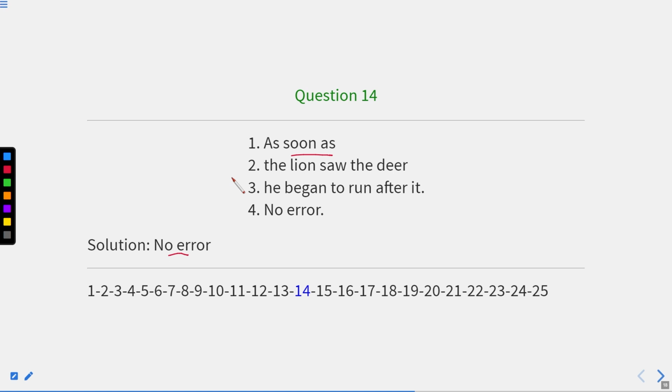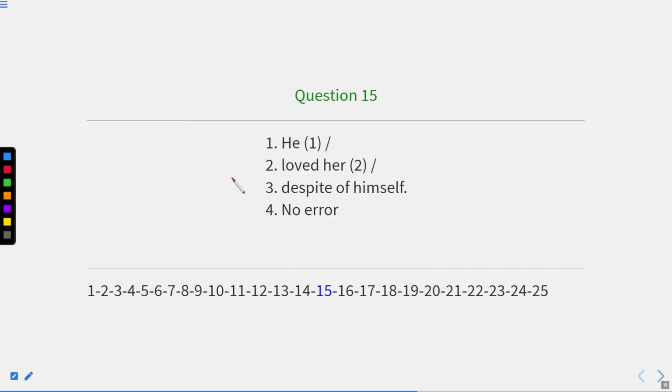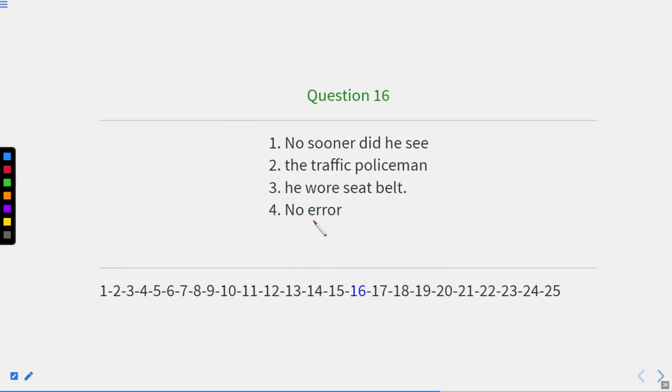Now let us move to the question number 15. He loved her despite of himself. Now we cannot use of with despite, so this third part contains error. So the error is in part 3. Here the word should be despite, not despite of, because with in spite we use of, whereas with despite we do not use any other preposition. Now let us move to the next question. This is question number 16.